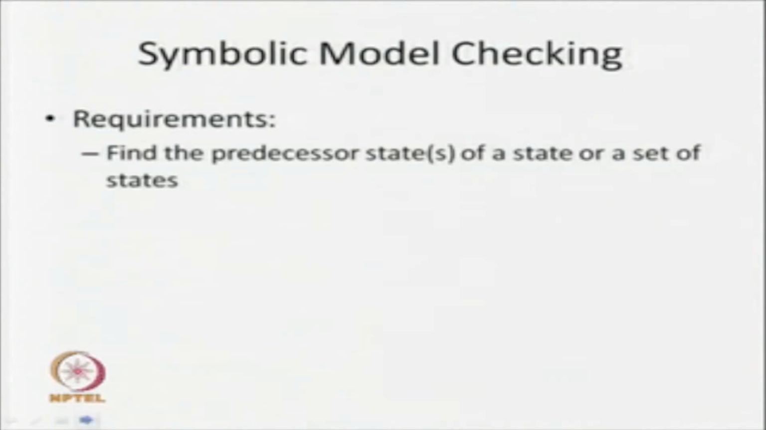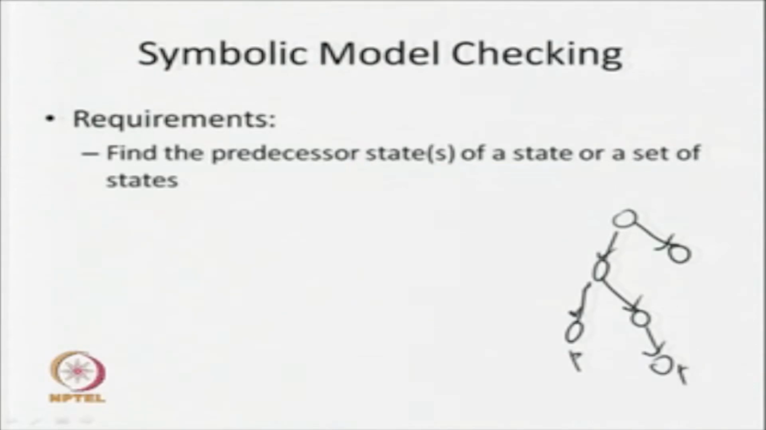So, what is our basic requirement? Find the predecessor states of a state or a set of states. Basically, if I have this particular transition system, and say this is your P and P is true, then in these two cases I am going to say that AFP is true. Now, what do I see? I see the predecessors. From these predecessors I will say that AFP is true over here, AFP is true over here. Now, in this particular case, this predecessor has only one successor, so AFP is true.